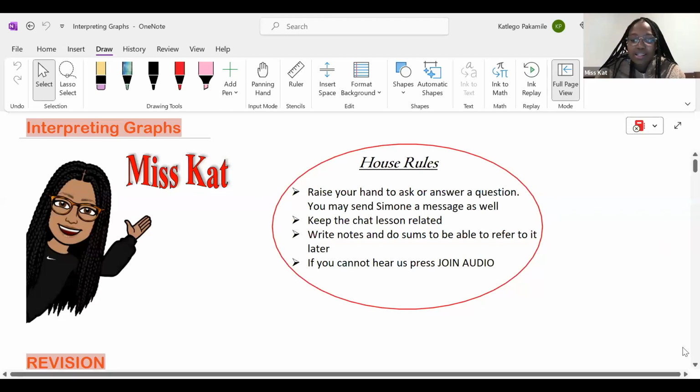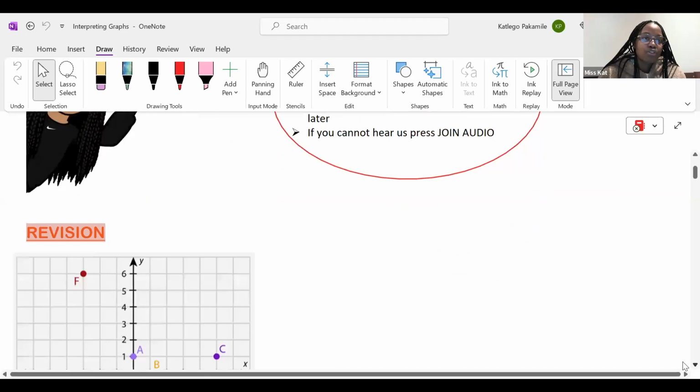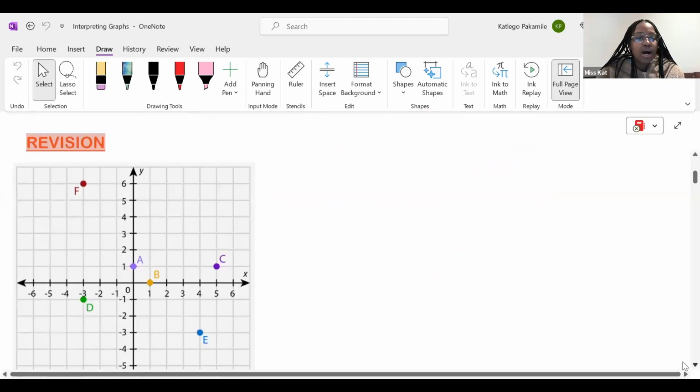Okay, now let's get started. We're going to start with a little bit of revision, what's important to know for today's lesson.